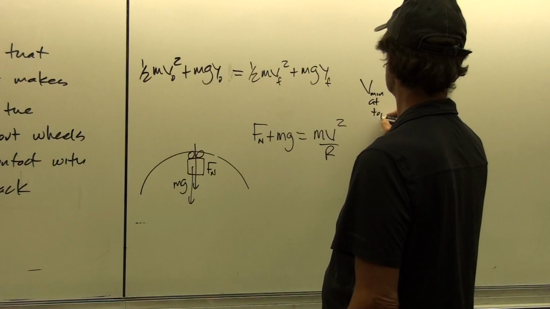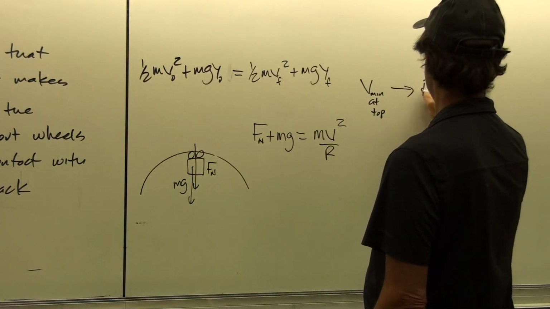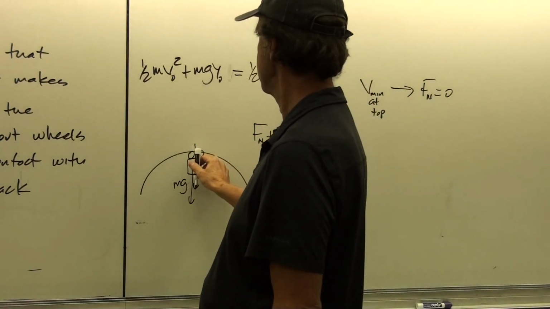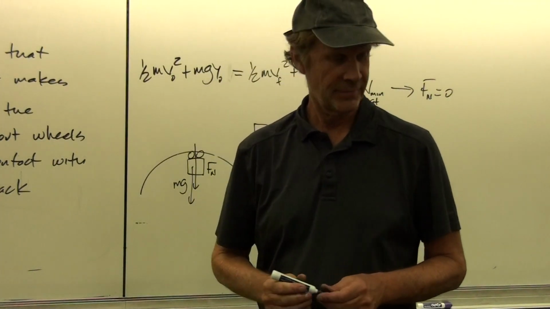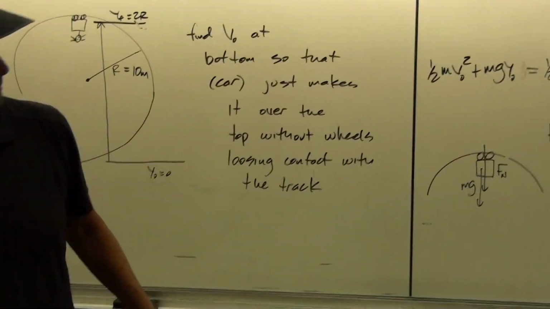This is the velocity at the top, not at the bottom. V min at the top happens when F normal equals 0. Okay, so if F normal equals 0 at the top, then why doesn't it leave before it gets to the top? Well, instead of F normal, let's think of it with a tension.